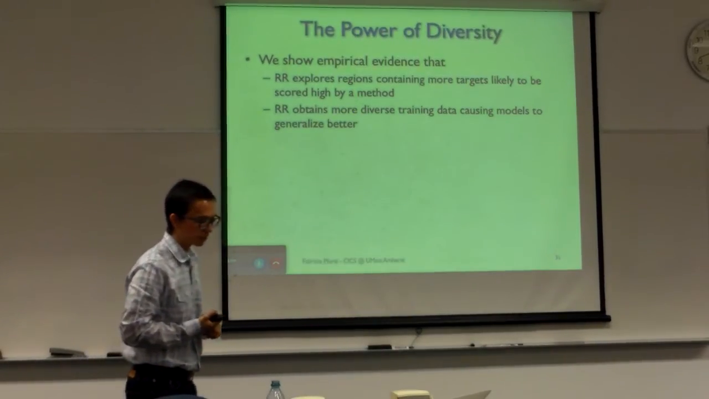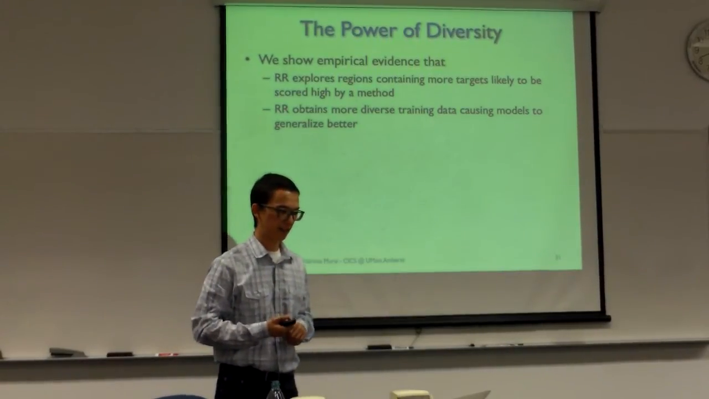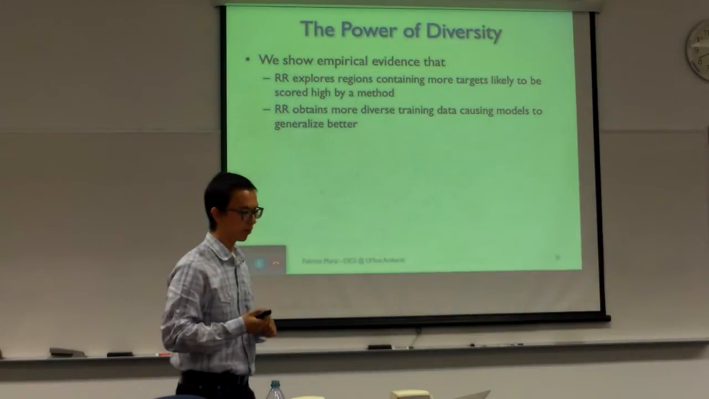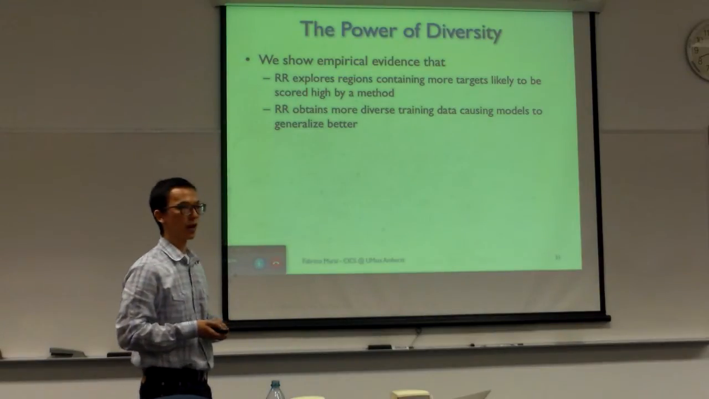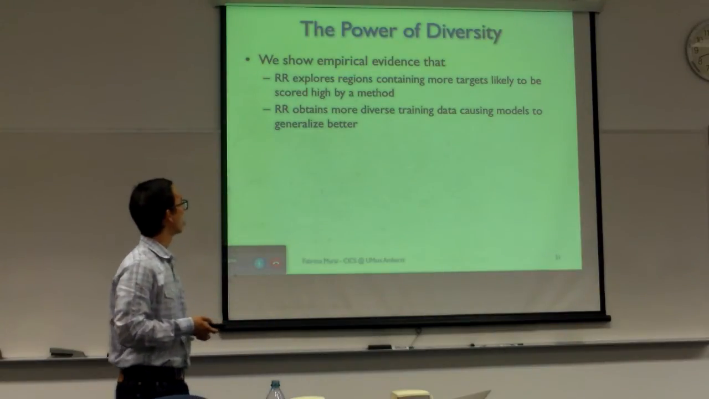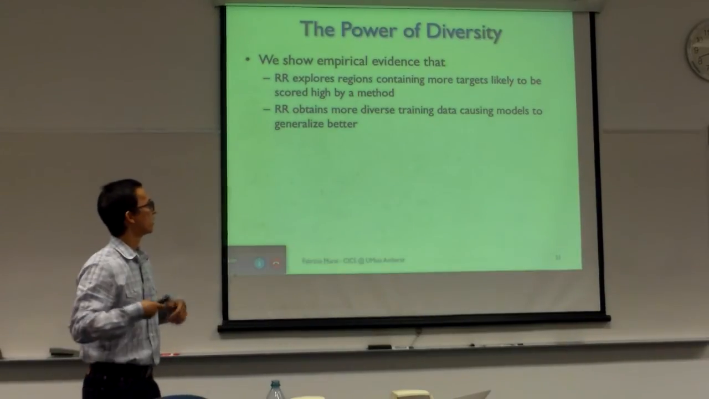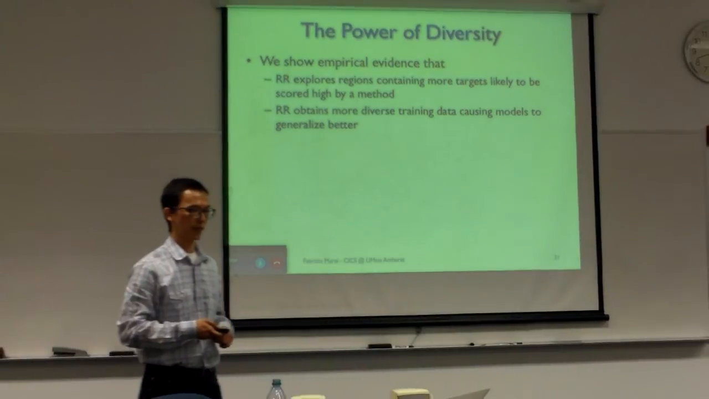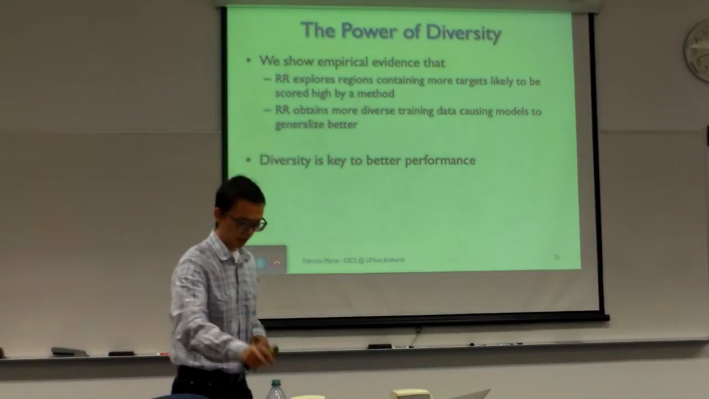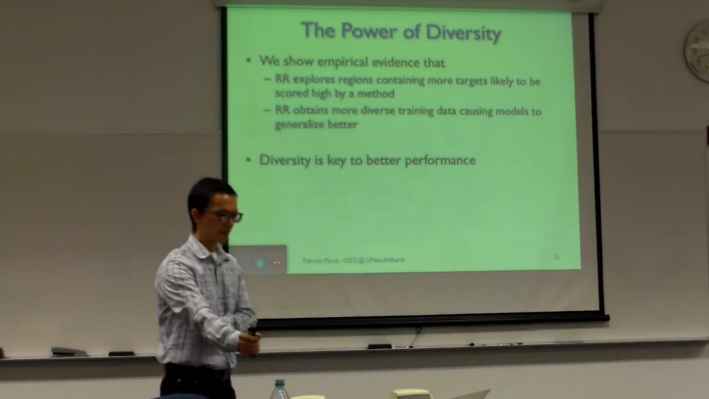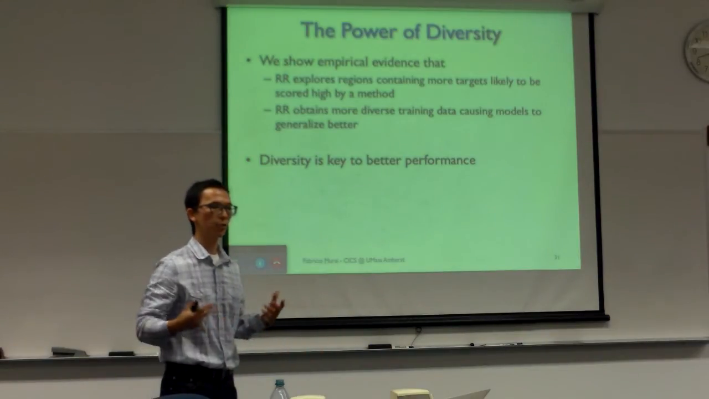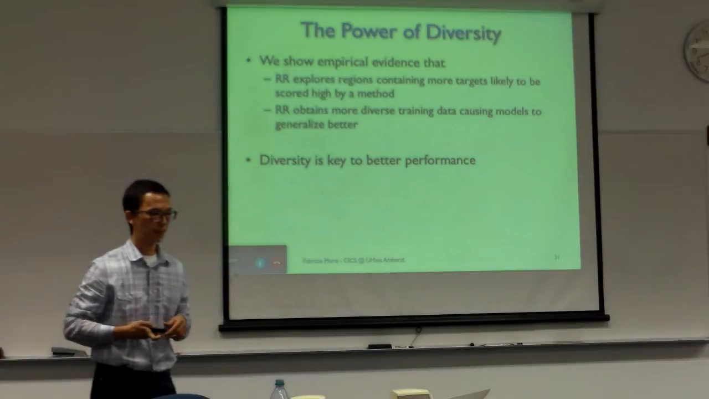So we show empirical evidence that round robin explores regions containing more targets likely to be scored high by a method. And we also show that round robin obtains more diverse training data, causing models to generalize better. In other words, diversity is a key ingredient to better performance.